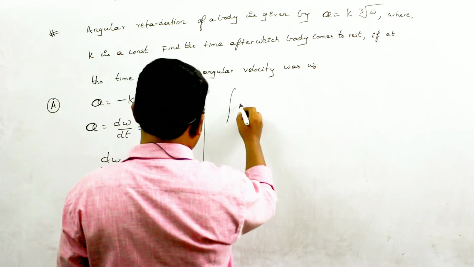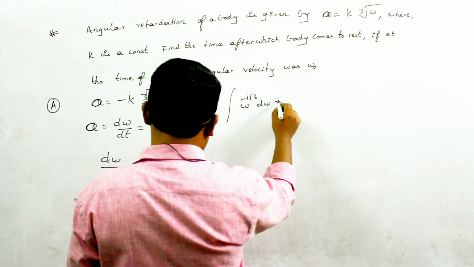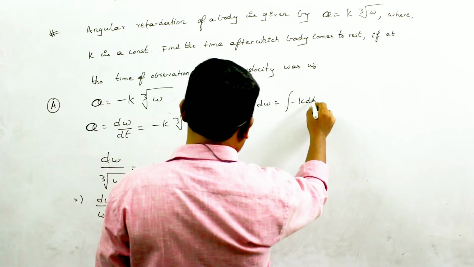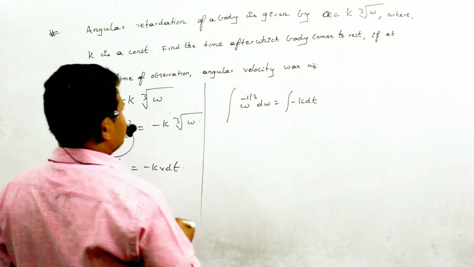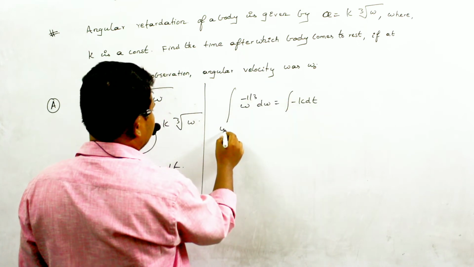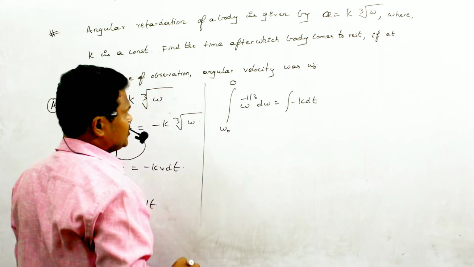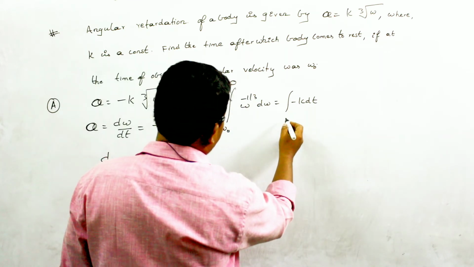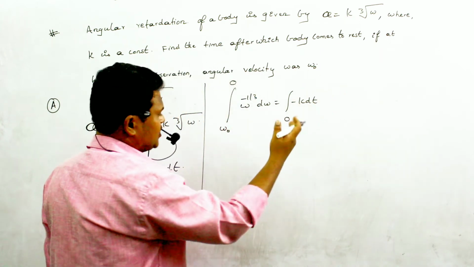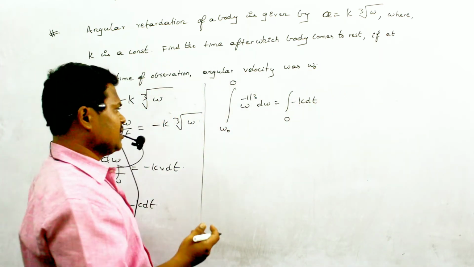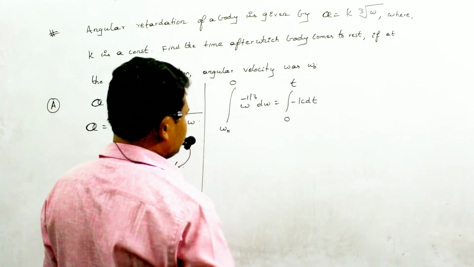Now applying the integration limits on both sides: integration of omega power minus 1 by 3 into d omega equals integration of minus k into dt. Let us see how we can apply the limits. The initial angular velocity given is omega naught, and finally the body should stop, so the final angular velocity should be 0. At the time of observation, time is 0, and after how much time it will come to rest, we are supposed to find out. That I don't know, so let me place it as t here. This is how we place the limits.